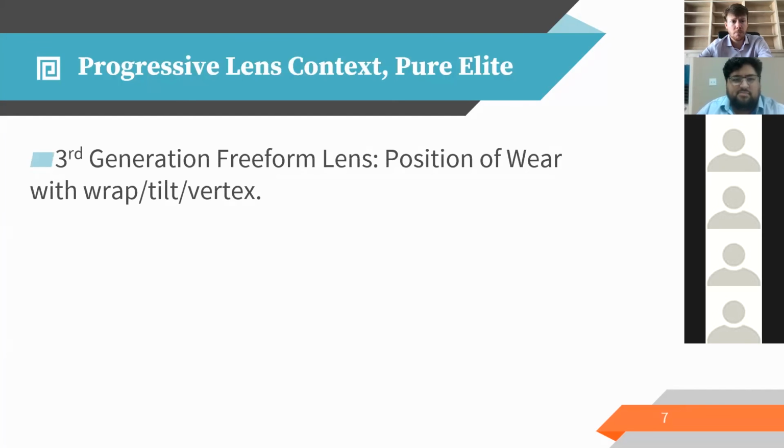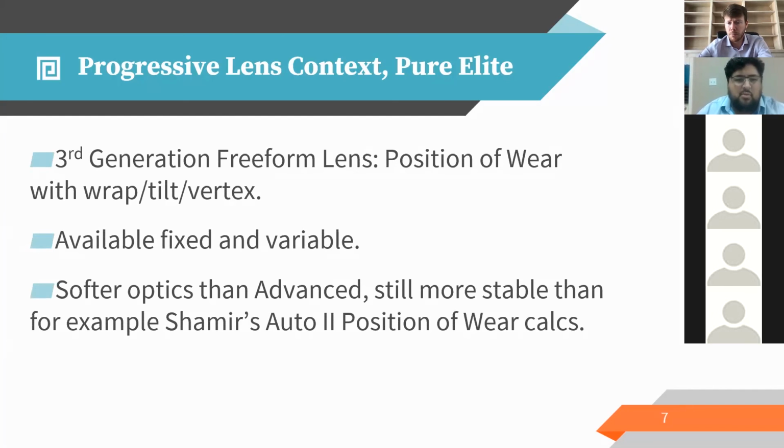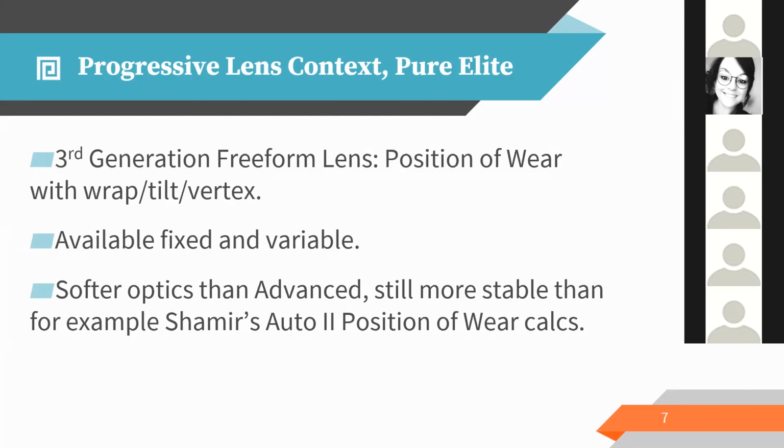The Elite is a pretty big step up, third gen freeform. If you really want to play with those values, vertex, wrap, tilt, etc., you absolutely can on this design. This is when you start getting into fixed and variable designs. You'll have your 15, 17, and 19. Think of those generally as short, mid, and the 19 would be your long. Or you can just order the variable. A lot softer than the Advanced, but it doesn't get as cute as a lot of the designs, especially the designs that came out around the same time.